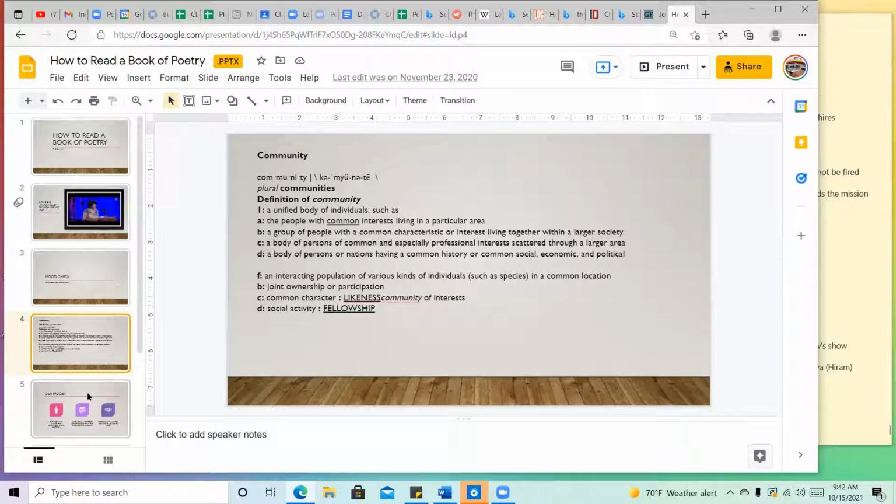And oftentimes in the CLI classes, we love to write poetry, and we want to gain a love for reading poetry and what we can learn through it. So it's not just about read a book to be smarter. It's read a book so you can learn more about the details of your community, right?